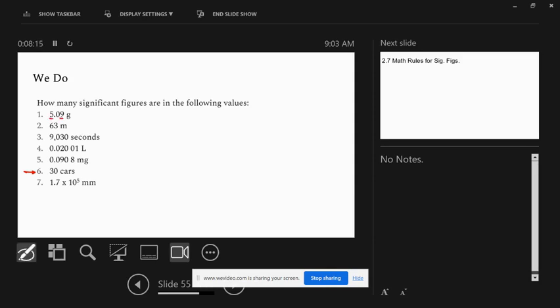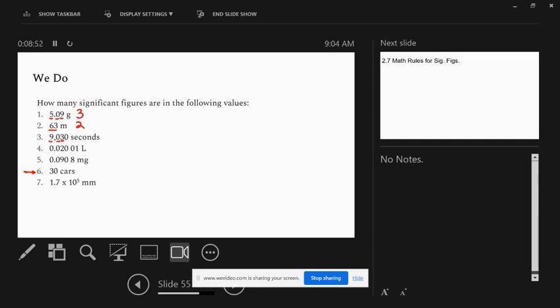You have to do this. Here and here are non-zero numbers, so those are significant. Is this zero significant? Yeah, because it's sandwiched. So we have 3 sig figs here. These, how many here? 2. That's an easy one because they're both non-zero numbers. Here we have a 9 and a 3. This 0 is sandwiched. What about this guy? No, he's not significant. There's no decimal in this number.